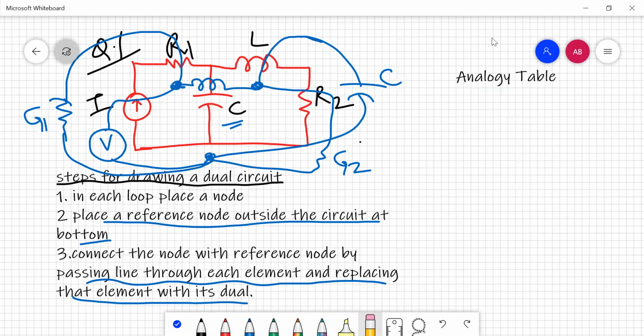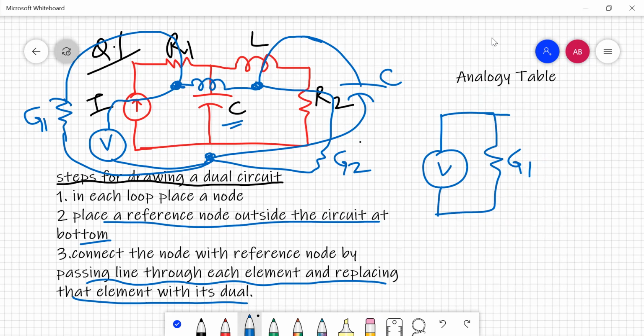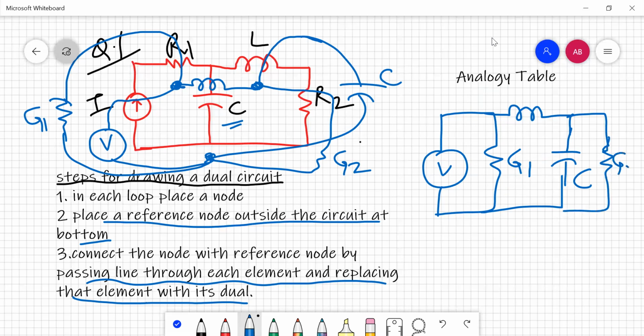So now if we are going to draw our circuit from what we have just drawn, you can see that here it will be your voltage source, then the next thing will be your G1, then will be your inductance, then C, that is the capacitor, sorry, I have to draw the capacitor symbol here. So here you go with the capacitor, and the last one is your G2. So this is the exact dual of what we have just drawn.